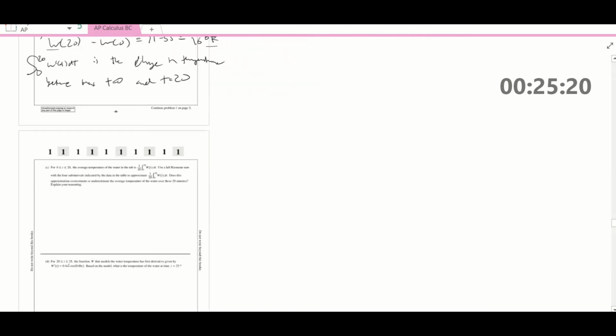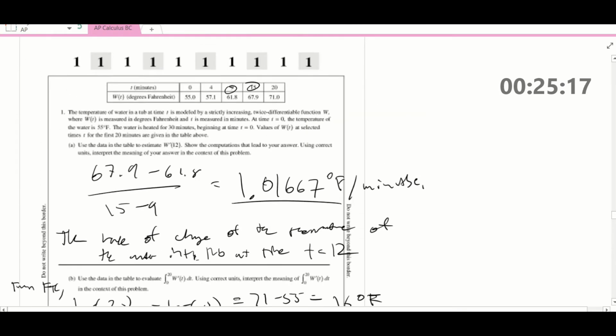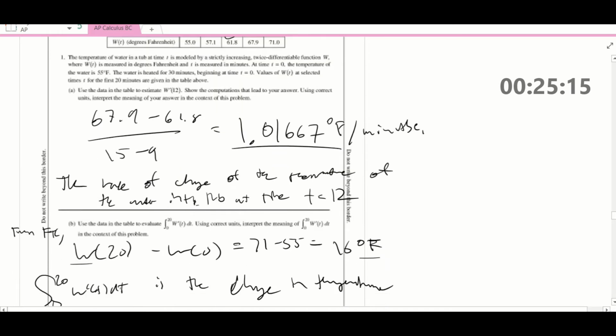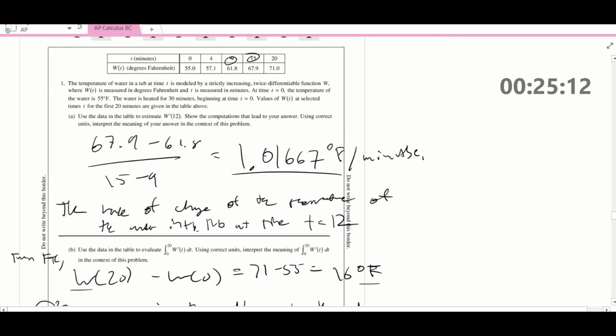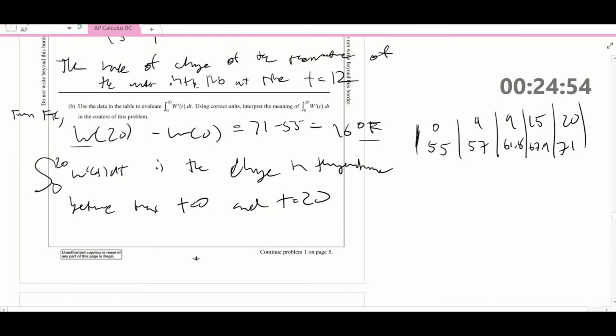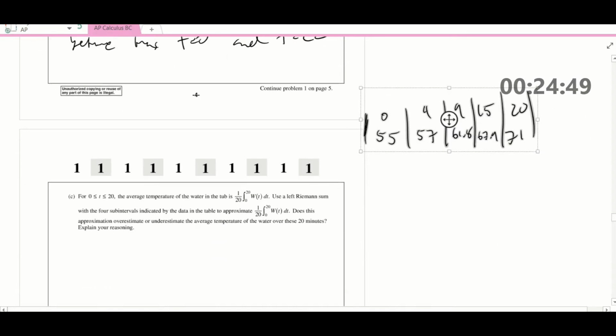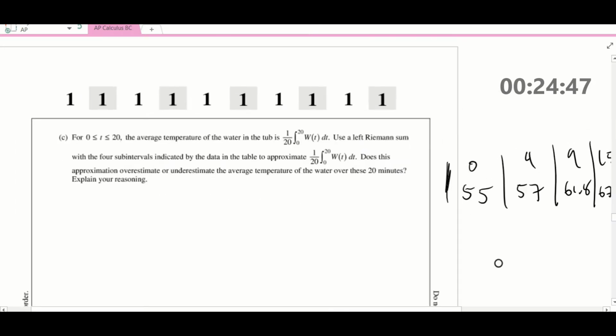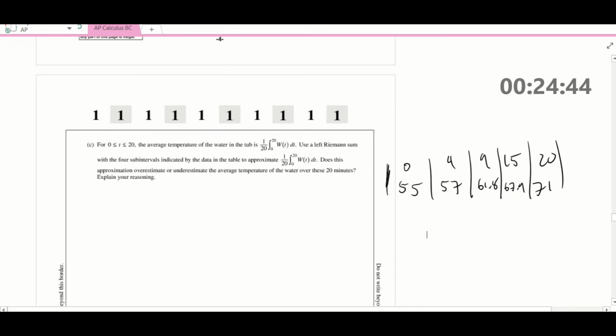Okay, in the test you don't need to scroll back and forth, which would be much better, but I can write it down here. It's 0, 4, 9, 15, 20, and 55, 57, 61.8, 67.9, and 71. Alright, I lied, I cannot see it if I scroll down there. Okay, I can move this down here. Alright, sorry about that.